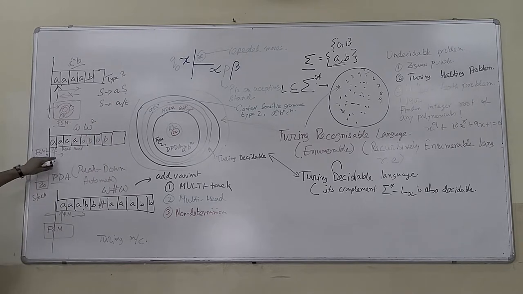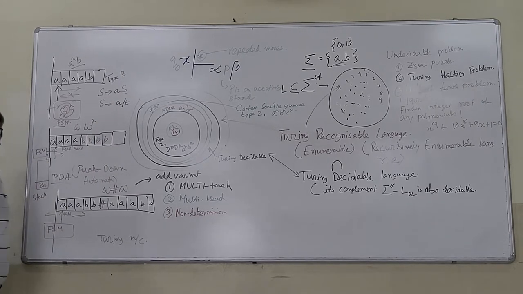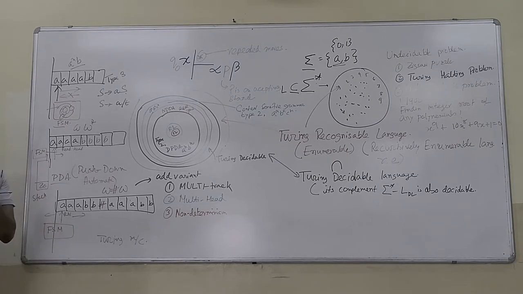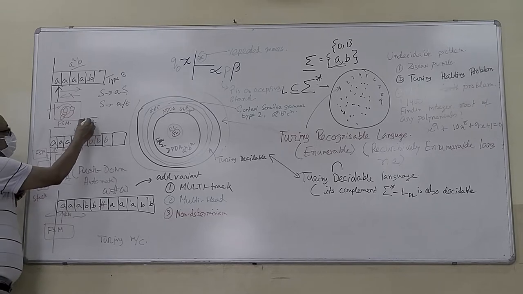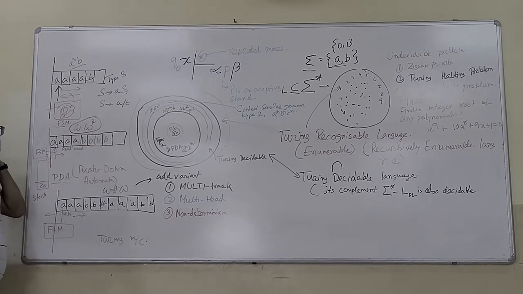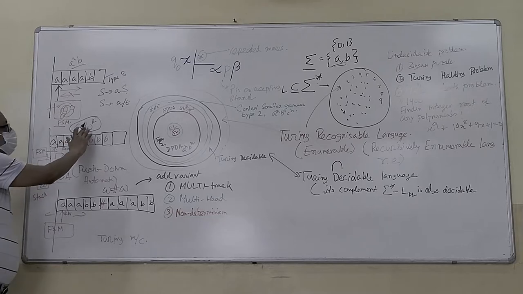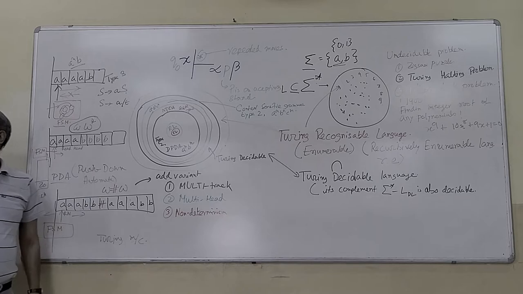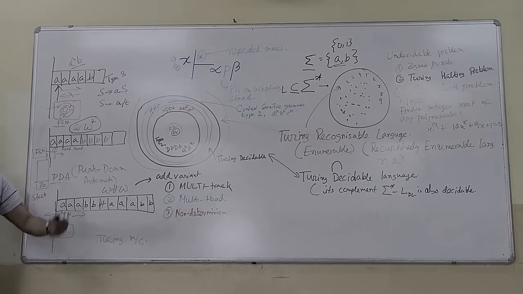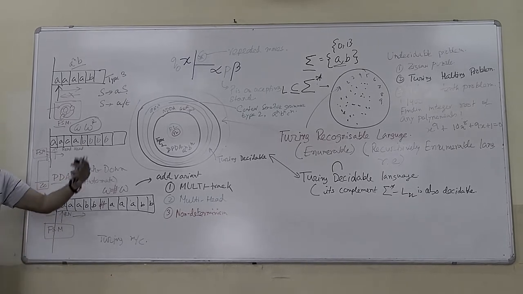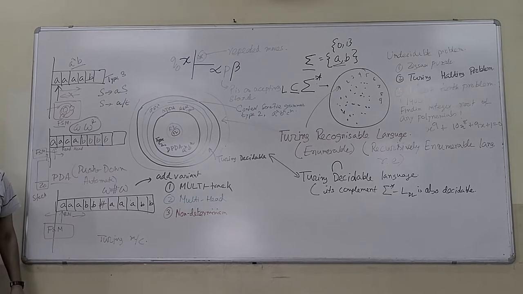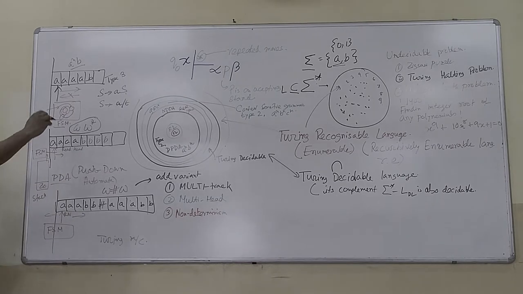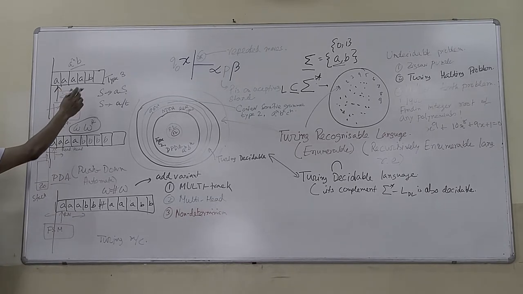Then comes pushdown automata. With deterministic pushdown automata, you can know when to push and when to pop. But in some cases there is a non-deterministic pushdown automaton, where the closure relationship will differ. The complement of a deterministic context-free language is deterministic, but we cannot say that for context-free languages in general.